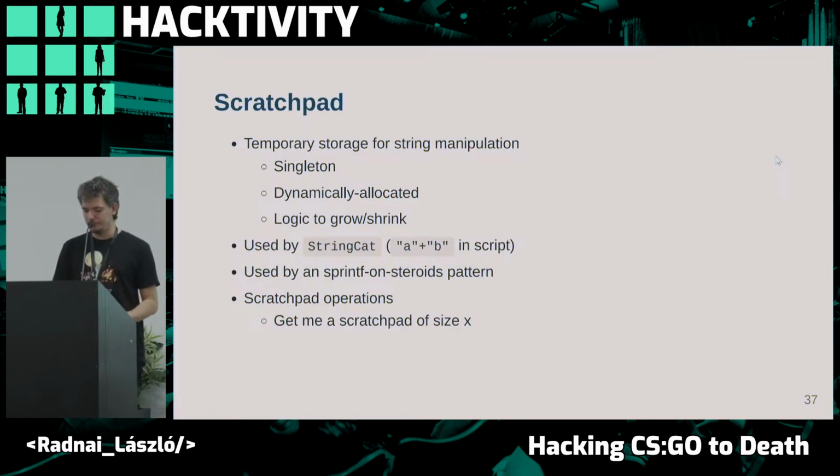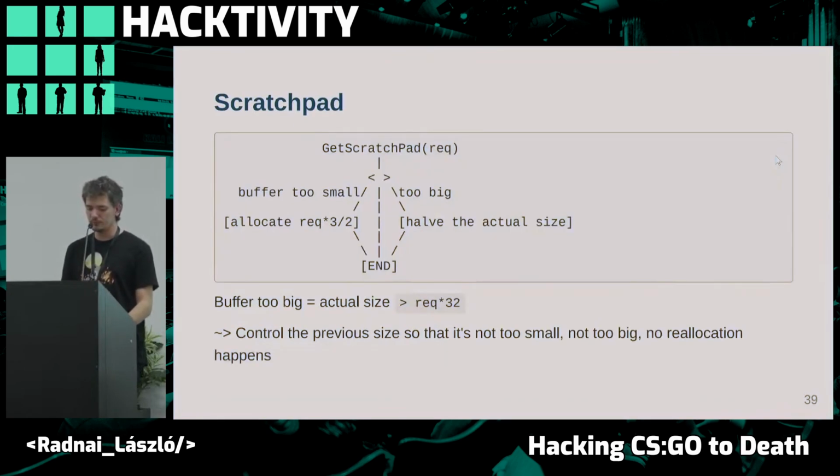You can use this scratchpad: you have an operation, get me a scratchpad of size X, and this is basically the whole interface. If you request a buffer of a given number of bytes and the buffer is too small, you allocate a bigger one. If the buffer is too big, like 32 times as big as the actual size, it still fits. So if we can control the previous size, we have a much larger range where this reallocation doesn't happen. It just straight up always returns the same buffer.